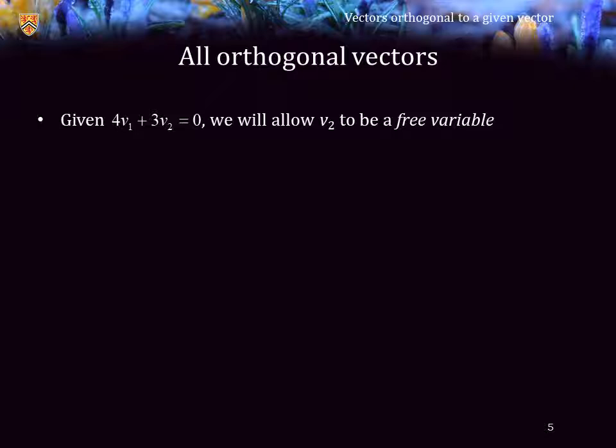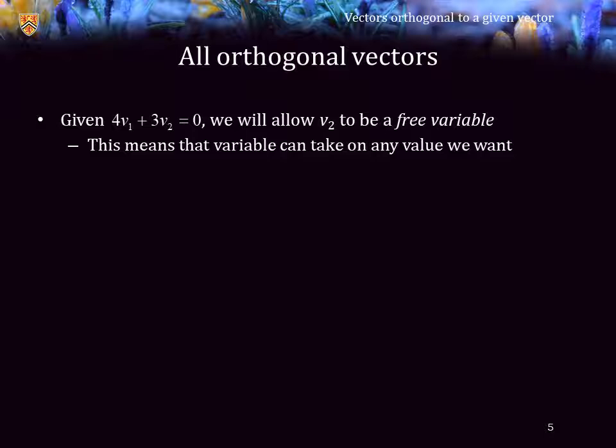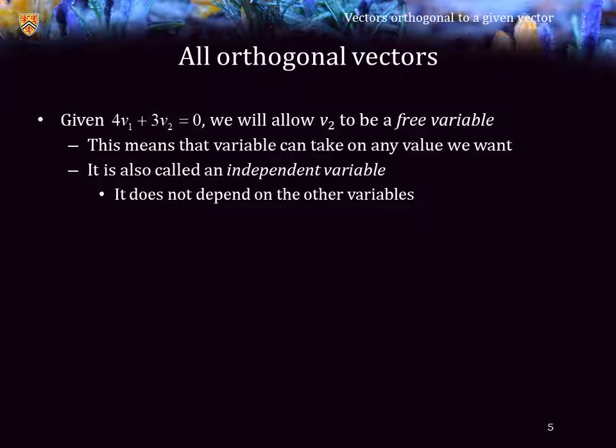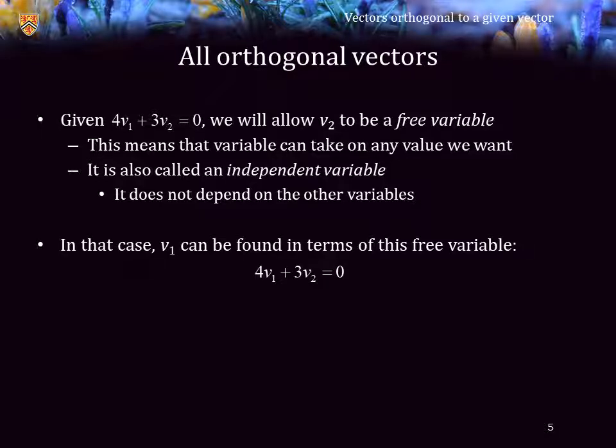Now, given this equation, we will allow v2 to be a free variable. What does that mean? That means that v2 can take on any value we want. The reason we do this is because there are two variables but only one equation. The variable v2 is also called an independent variable because that variable does not depend on any other variables. So in this case, if v2 is an independent or free variable, then we can solve for the value of v1 in terms of the free variable.